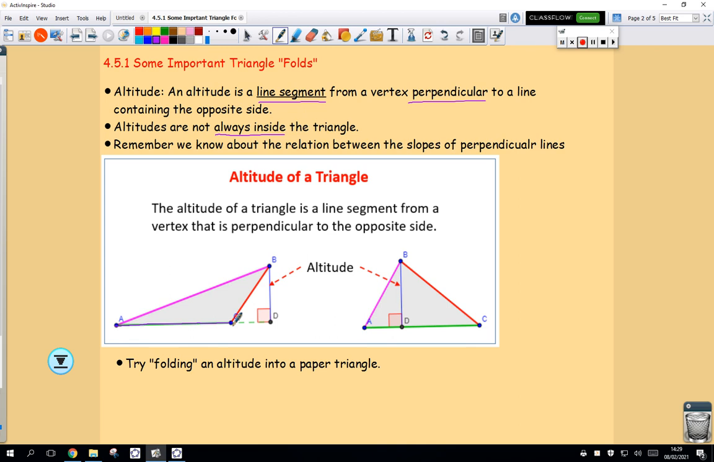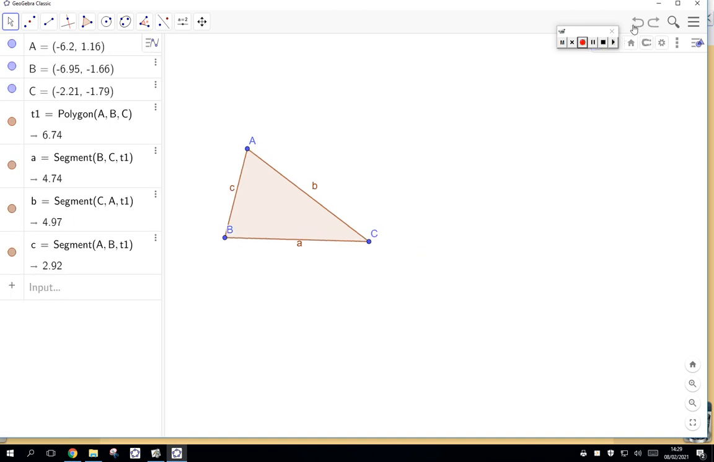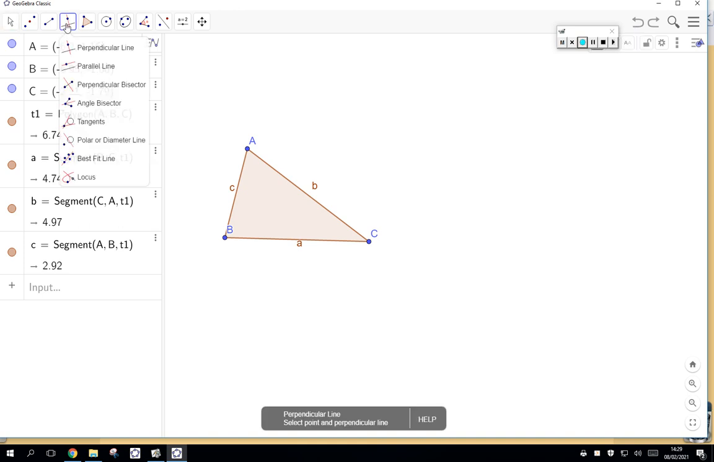Okay. We also know about the relation between slopes of perpendicular lines from our work in Cartesian geometry. But for the moment, I just really want you to be able to understand the definition and be able to construct this. So if I want to draw an altitude in here, what I want to do is take this menu here. I'm going to draw a perpendicular line from the point A.